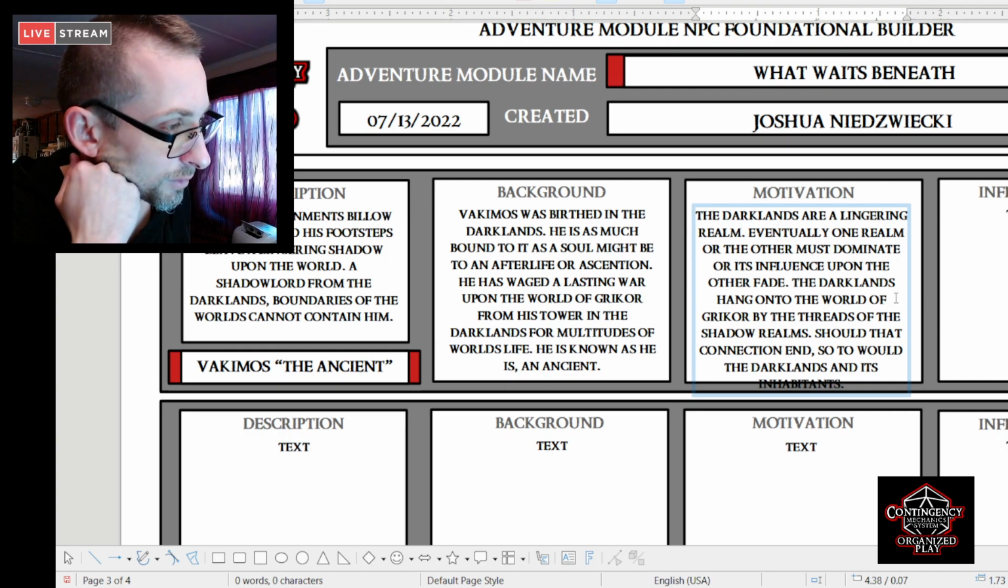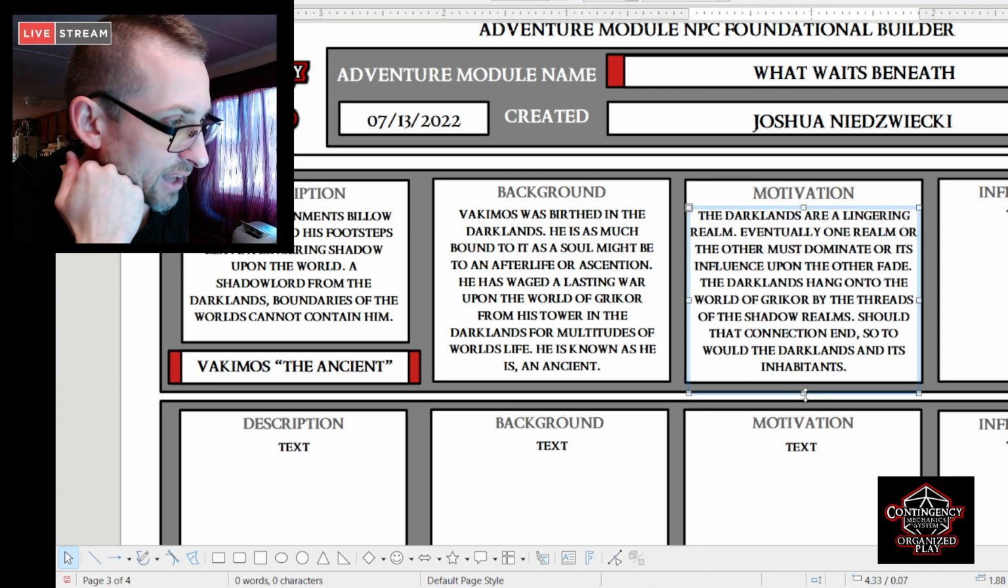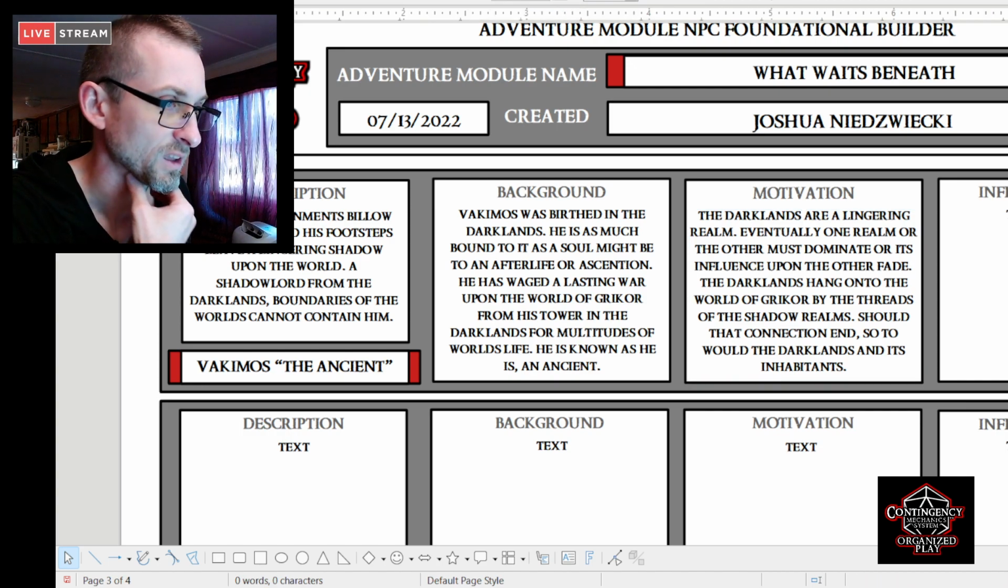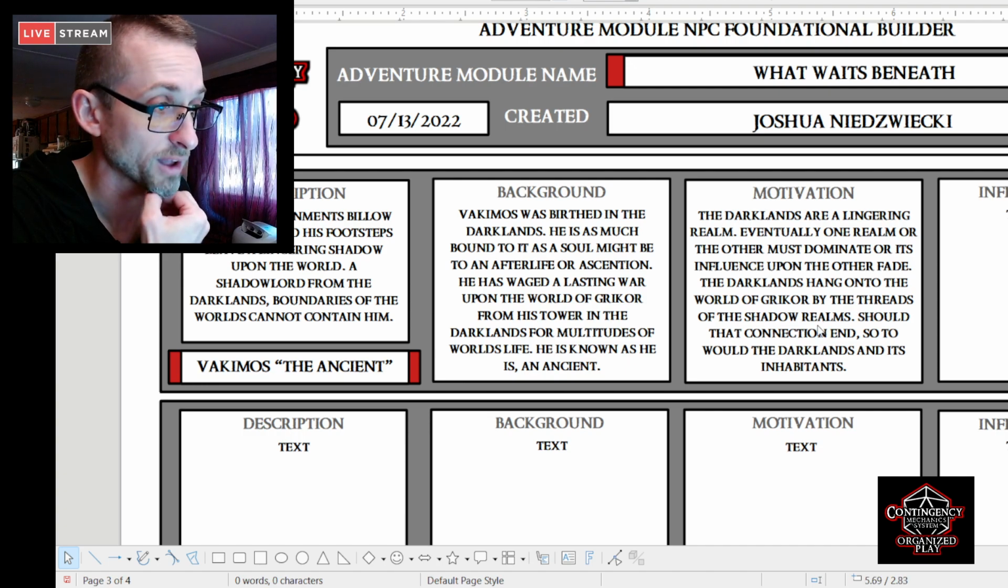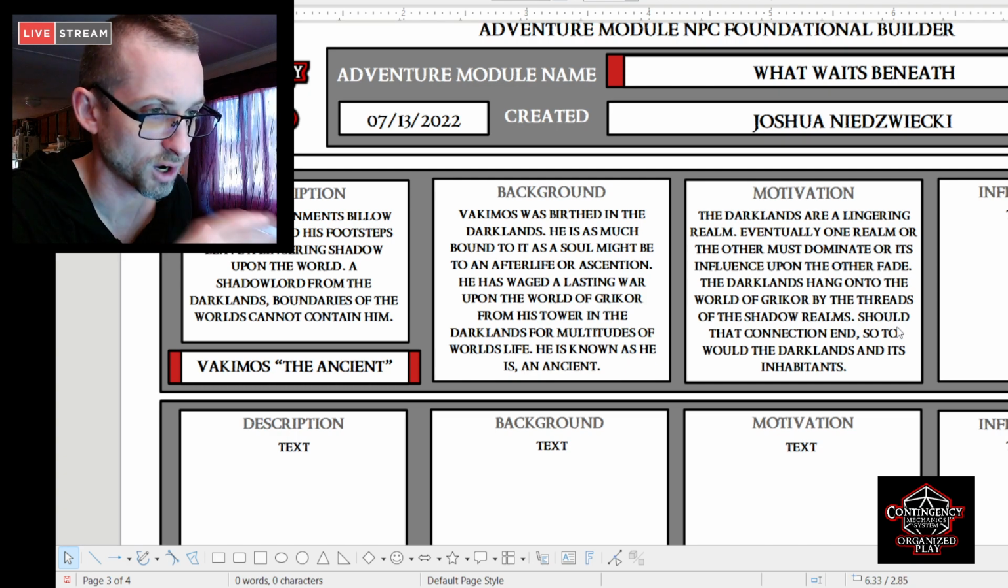So we have to develop at least something, a tidbit, beyond just a hatred of, because that's too easy. So the Darklands are a lingering realm. Eventually one realm or the other must dominate, or its influence upon the other fade. The Darklands hang on to the world of Gricor by the threads of the Shadow Realms. Should that connection end, so too with the Darklands and its inhabitants. So there is a ticking time clock to the existence of the Darklands.